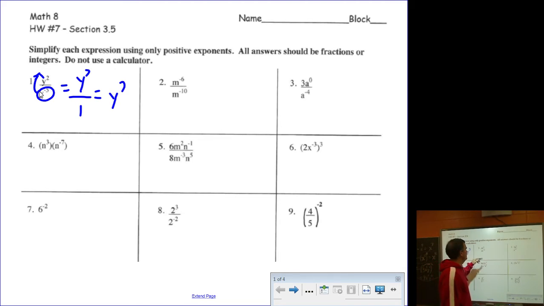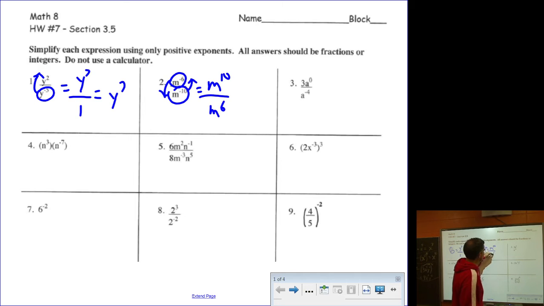In the second one, both the m on the top and the m on the bottom need to change places because they both have a negative exponent. So this is really 10 m's on top and 6 m's on the bottom. And then when you go to start canceling stuff out, you'd be left with 4 m's on top, right? Over 1. And of course, a better way to write that is just m to the 4th.